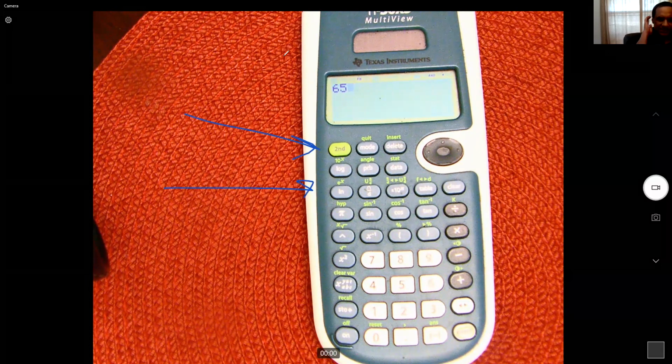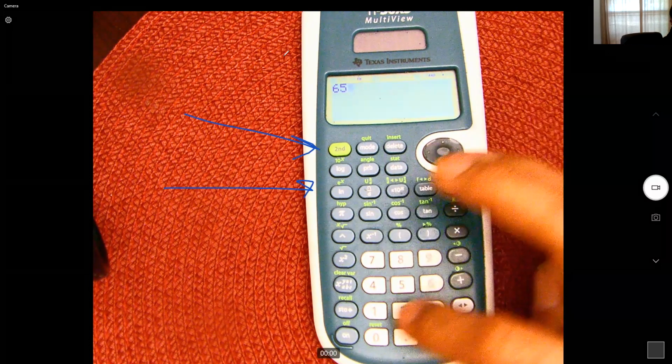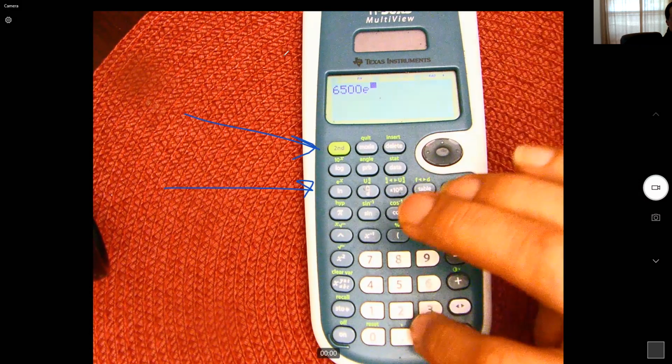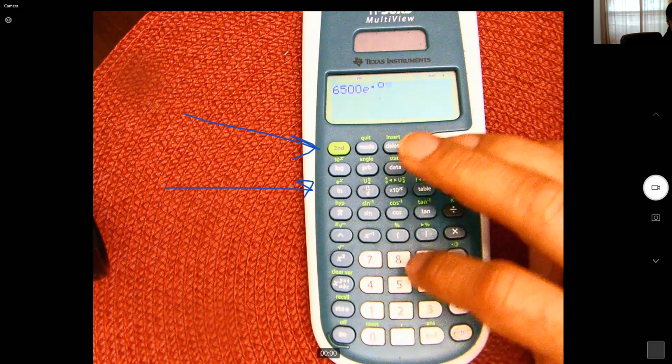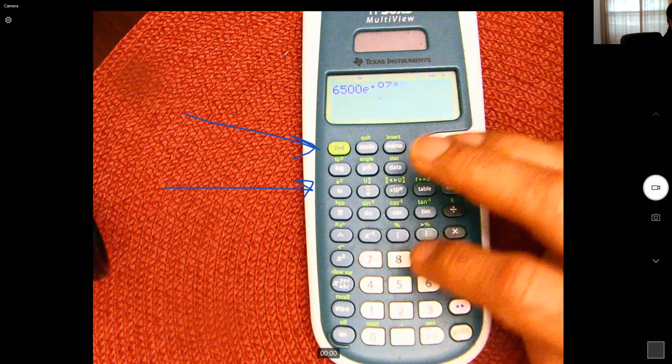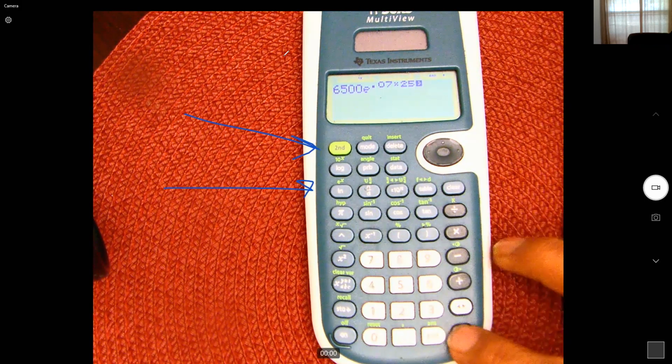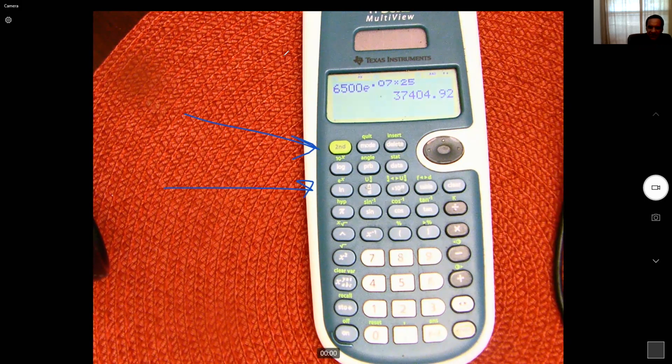But just note that you need to press this button followed by this button if you need second LN. So we're going to put 6,500 and then second LN, and then we're going to put 0.07. And then as long as I'm in the exponent, I can go and put 25. Now that's still going to be 0.0175. No, it's going to be 1.75, but I'm just going to leave it like this. The answer to this is 37,404.